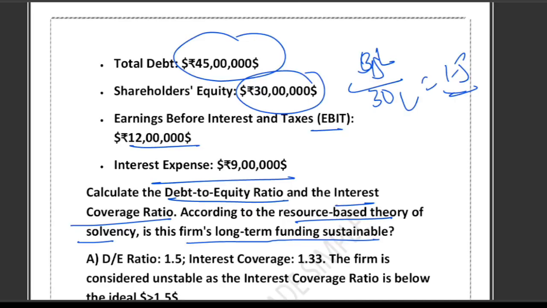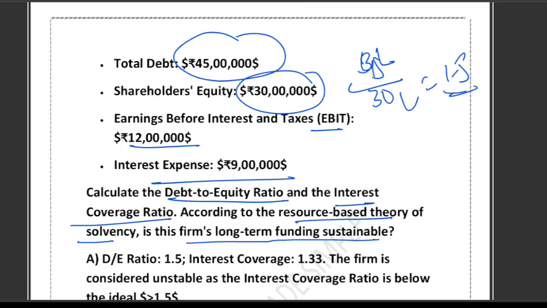How to compute DER? Debt they have given is 45 lakh, equity they have given is 30 lakh. So it is 45 upon 30, which is 1.5. So it means that for every 1 rupee of equity, the firm uses 1.5 of debt, indicating high dependency on borrowed funds.